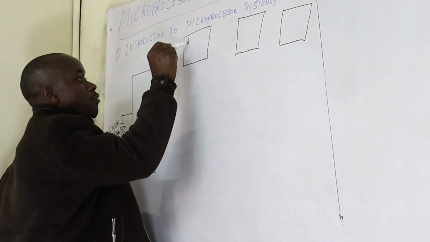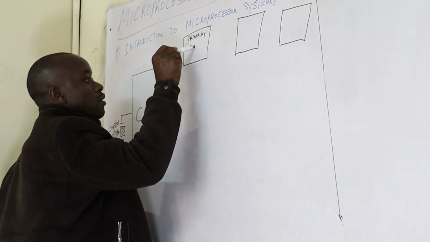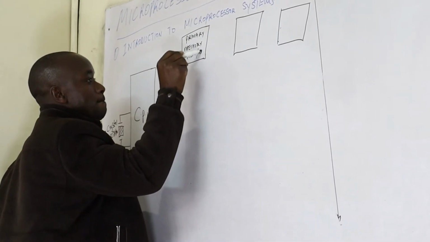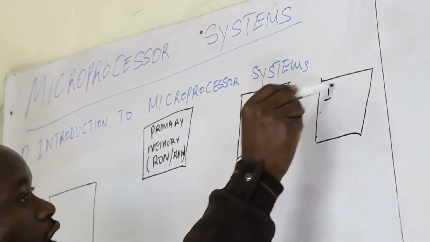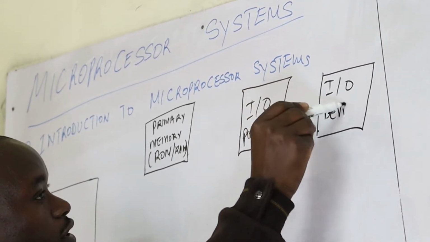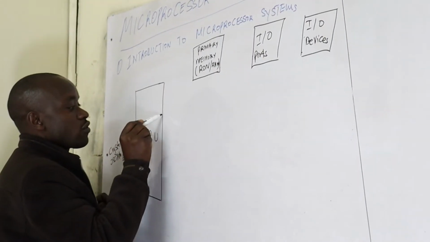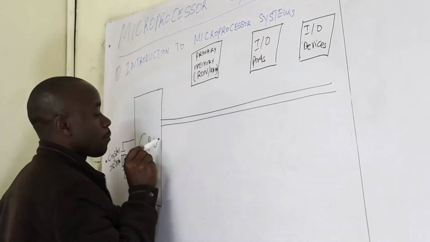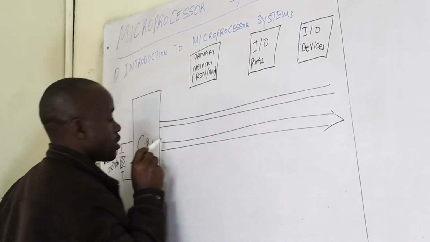So here we have the primary memory, in brackets ROM/RAM. Then we have the I/O ports, then the I/O devices, which sometimes people call peripherals. Now, how do we connect the CPU to these? We should have buses, and we shall be defining the functions of each.